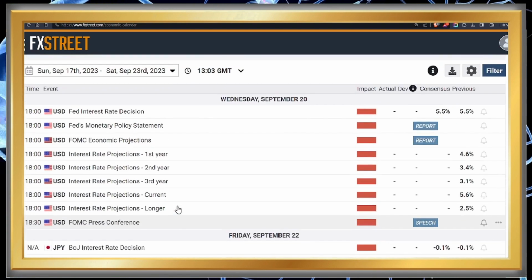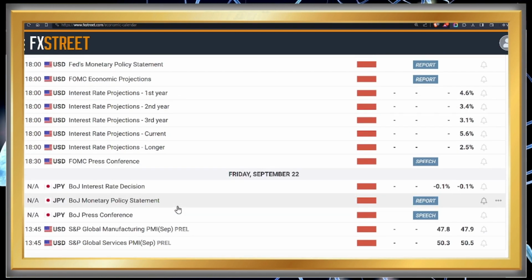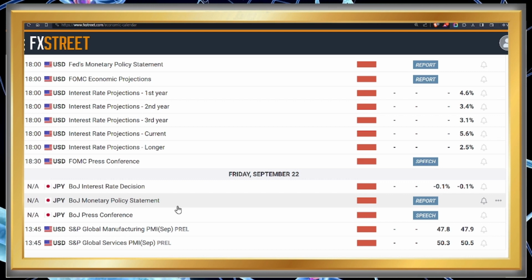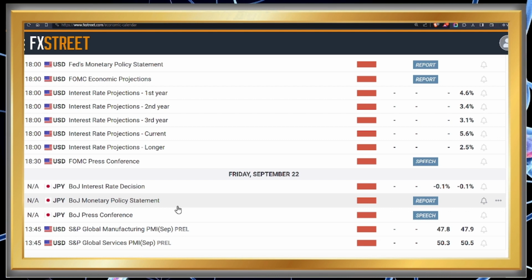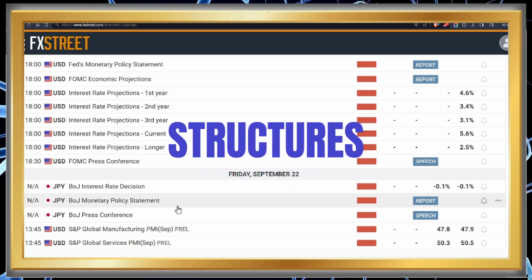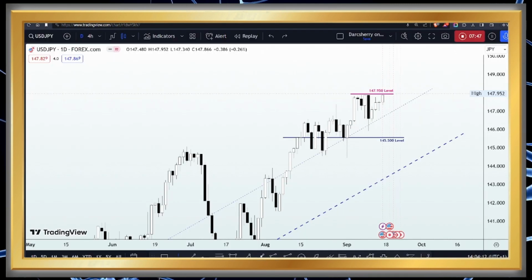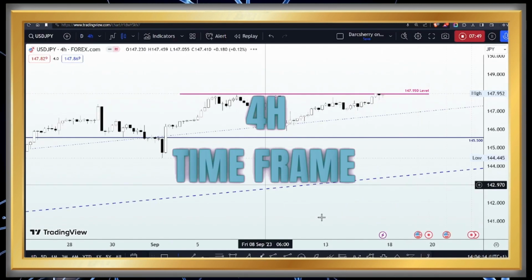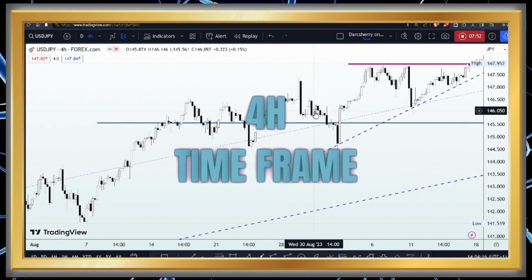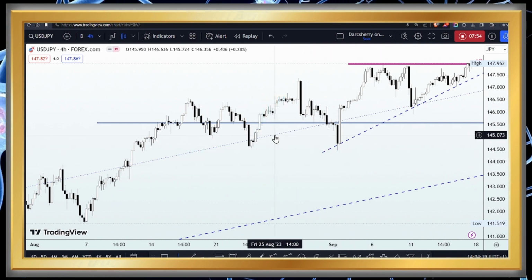So all these events we see here on this calendar, the anticipation of them will of course reflect on the chart as price action. And as technical traders, what we want to be doing here is to sniff through the current market structure to identify structures and patterns that we can use to help us anticipate any potential opportunity ahead of this event. So going down into the 4 hours time frame here, this is what I was able to spot on this time frame.